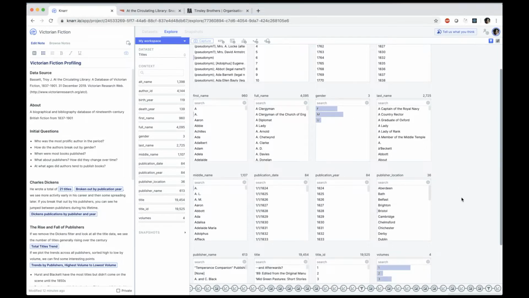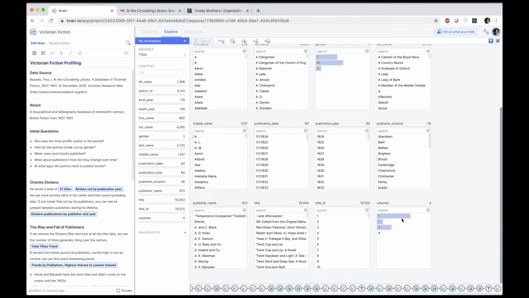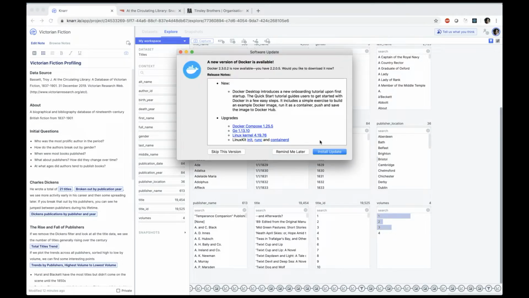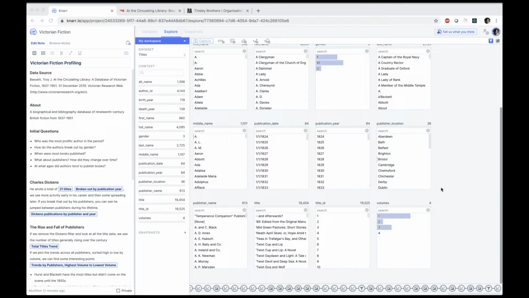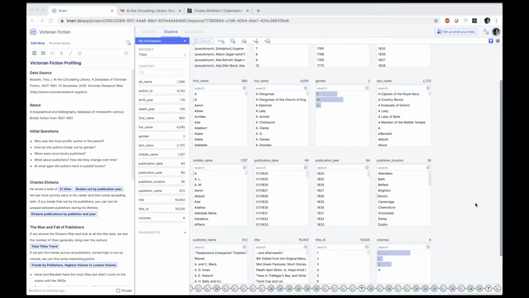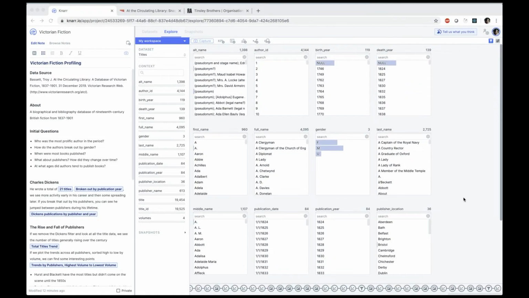We've also got information about volumes. There's already sort of an interesting distribution here. Either you're kind of publishing one volume of a title or three. If you're going to go to two, it seems like you're going to go ahead and do all the work to get to three volumes. And we've got the titles here and other information like that.